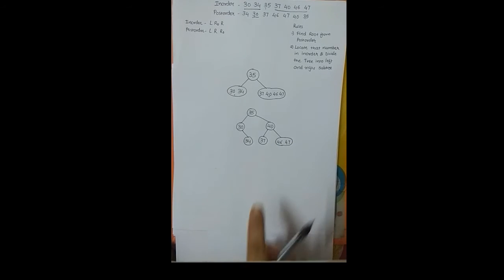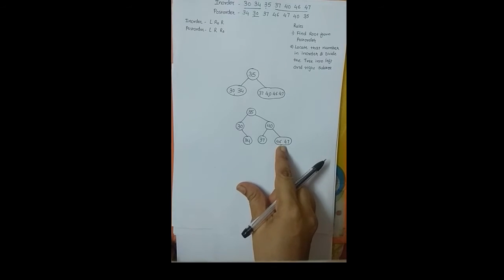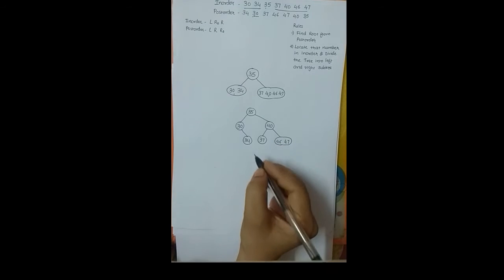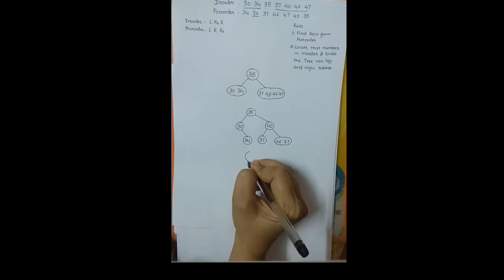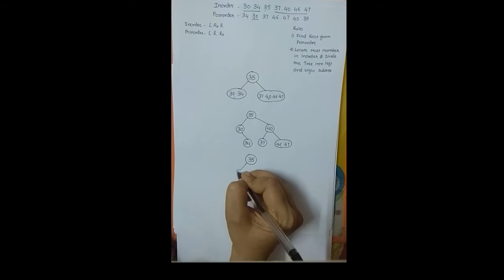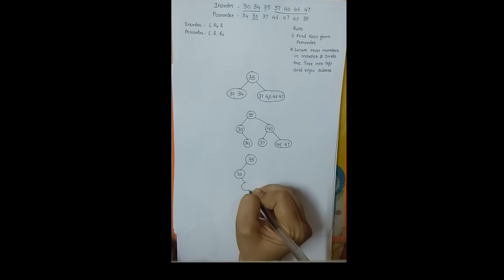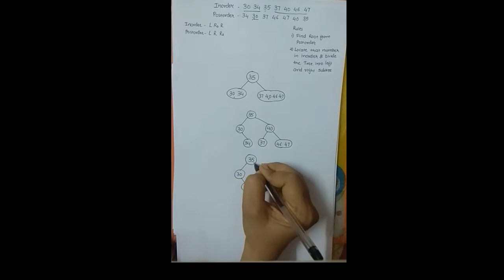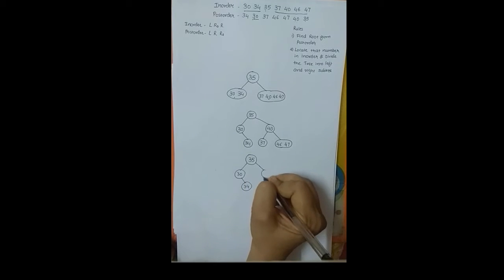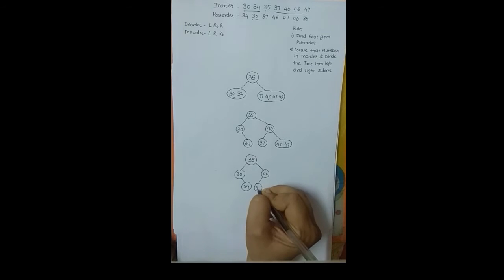Now the last step would be splitting this node to form the final tree. So we'll copy the previous part as it is: 35 as a root, 30 as a left child, 34 as the right child of 30, 40 as a right child of 35, 37 as a left child of 40.